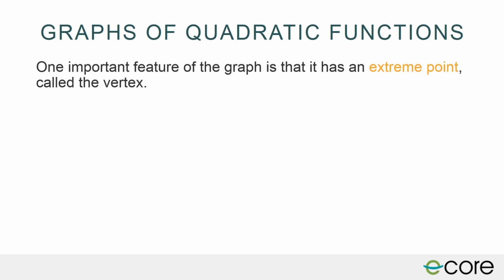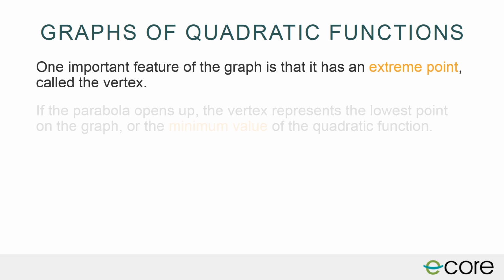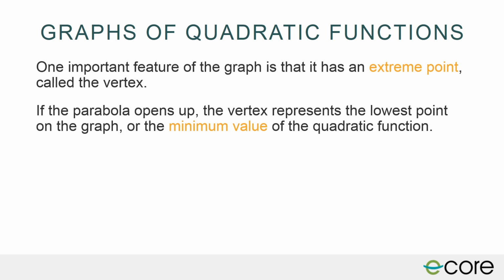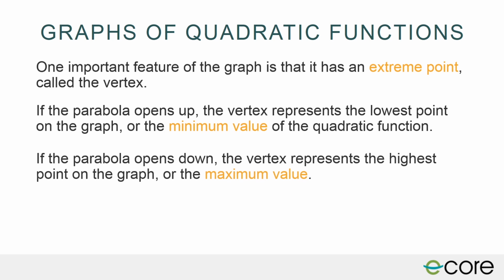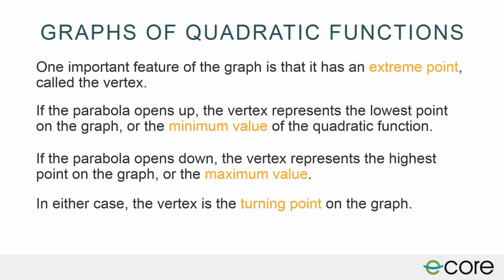One important feature of the graph is that it has an extreme point, called the vertex. If the parabola opens up, the vertex represents the lowest point on the graph, or the minimum value of the quadratic function. If the parabola opens down, the vertex represents the highest point on the graph, or the maximum value. In either case, the vertex is the turning point on the graph.